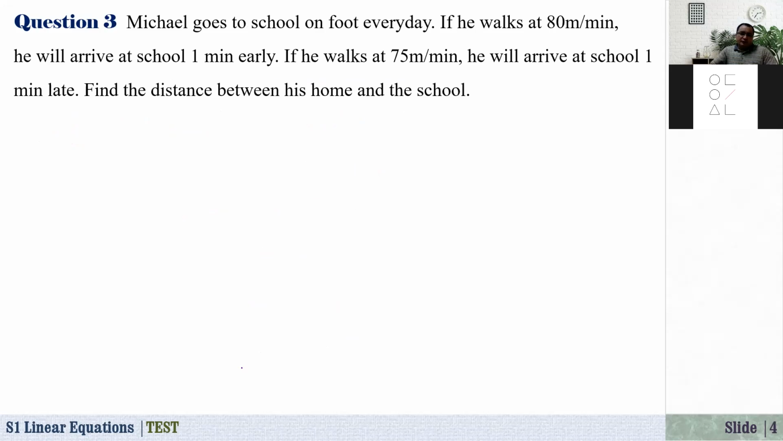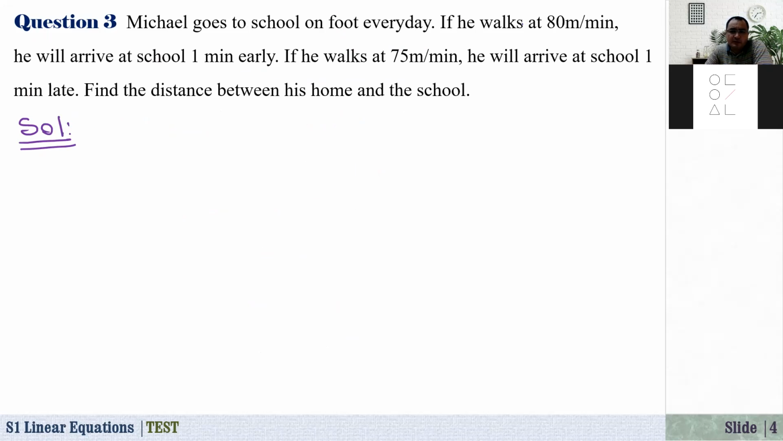All right, it's a word problem. You just write your first solution. Michael goes to school on foot every day. It's just information. If he walks at 80 meters per minute, he will arrive at school 1 minute early. 1 minute early means that it's earlier than his usual time.